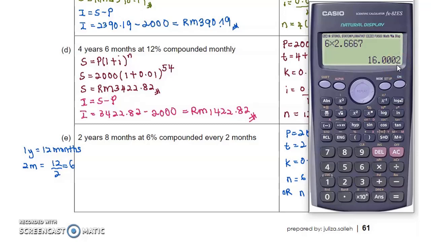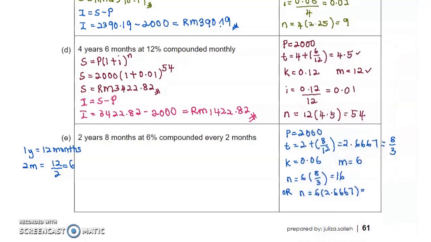Okay, so value n is how many times we calculate interest, so it cannot be in decimal point. If you get a decimal point, make sure you round off to the nearest whole number. We cannot say that we calculate the interest 6.3 times. You get this answer because just now you already rounded off your t value using decimal point, so your answer will be slightly different. So here you write n equal to 16. Let's say you get 16.0002, round off to the nearest whole number.